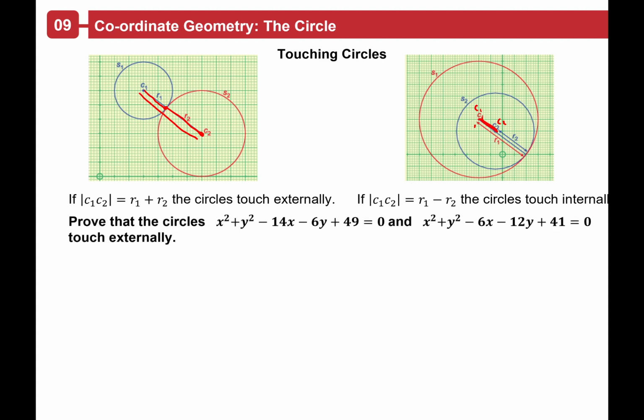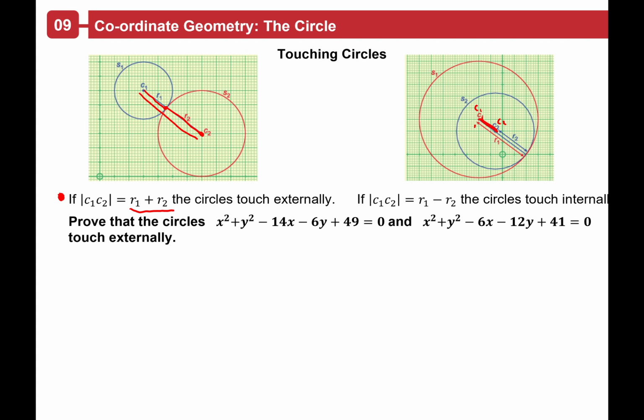Okay, let's try a question. We want to prove that these two circles touch externally. Now, if we're touching externally, we need to find the distance between the centers and then find the radii, and show that the distance between the centers is equal to the sum of the radii. Let's start off by finding the distance between the centers.